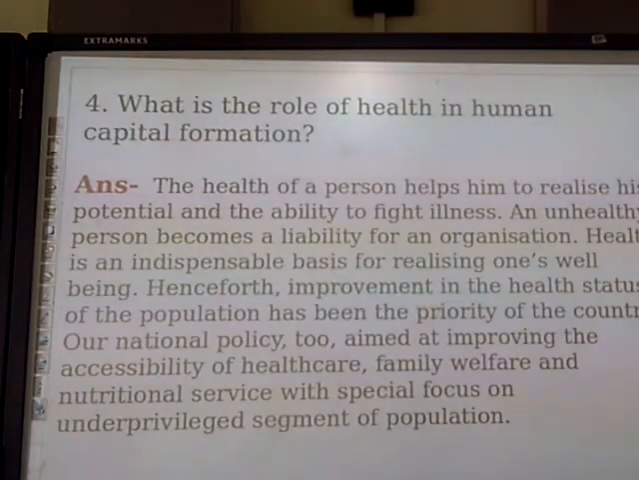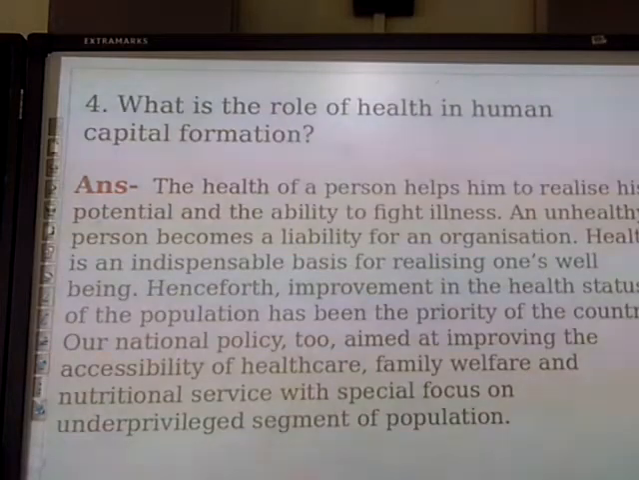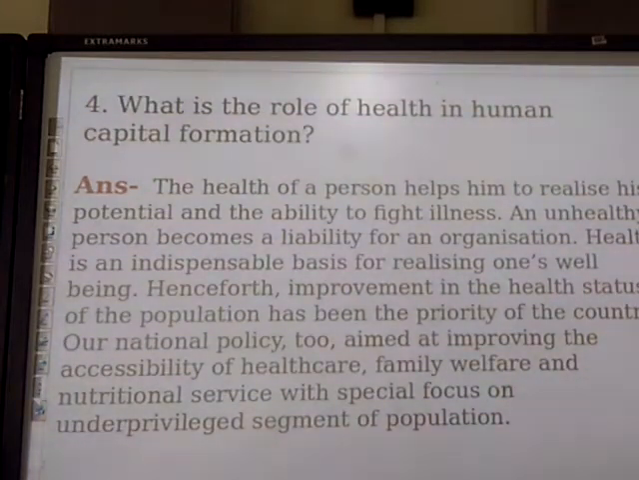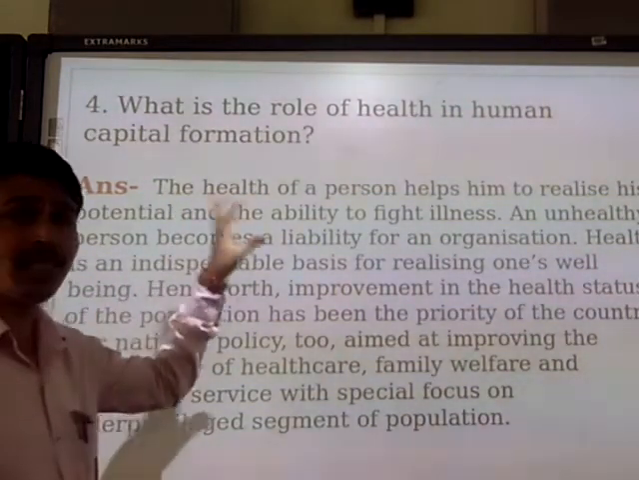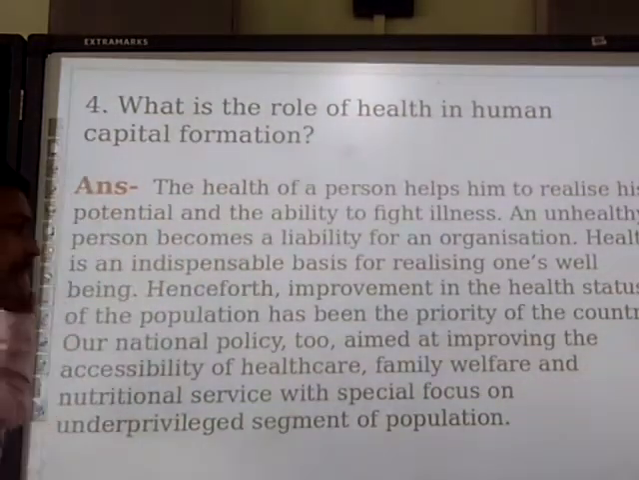Please see the point. The health of a person helps to realize his potential and ability to fight illness. An unhealthy person becomes a liability for an organization. Health is an indispensable basis for realizing one's own being, and well-being is dependent on the health status of that particular person.